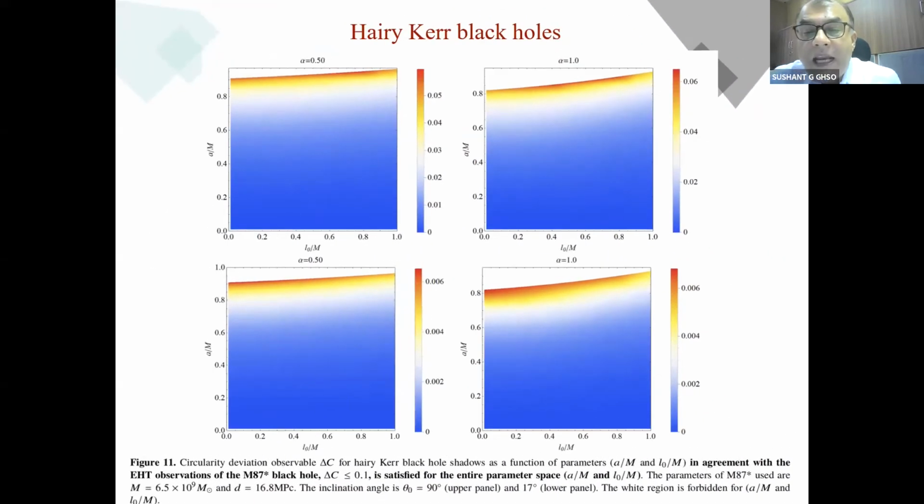In the case of the hairy Kerr black hole, it is satisfied. You can see it is a density plot, and you have to have the circularity deviation less than 10%. So this is satisfied for the entire parameter space of the hairy Kerr black hole. The white region is the forbidden region. So that is one observable.